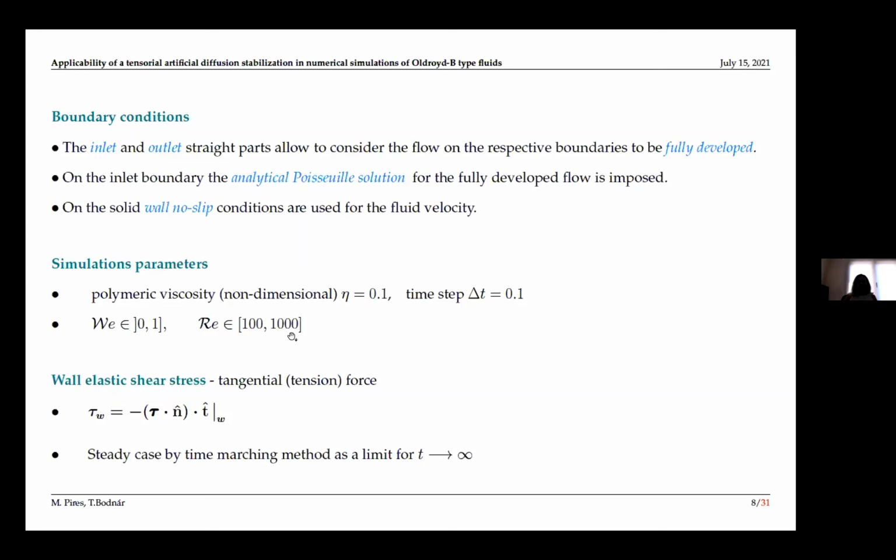And we use the continuation method in the Weissenberg number. This means that the Weissenberg number is increased incrementally, taking the convergent solution obtained for lower Weissenberg as the initial condition for higher Weissenberg simulations. One of the quantities that we evaluated was the wall elastic shear stress, defined this way, where n hat is the outward unit vector and t is the tangential unit vector related to the wall, respectively.